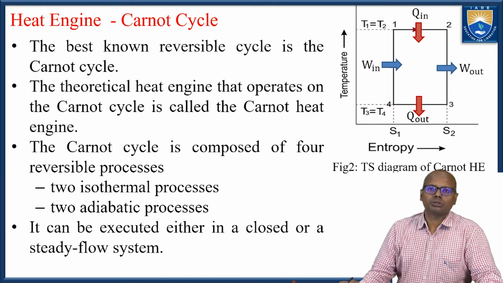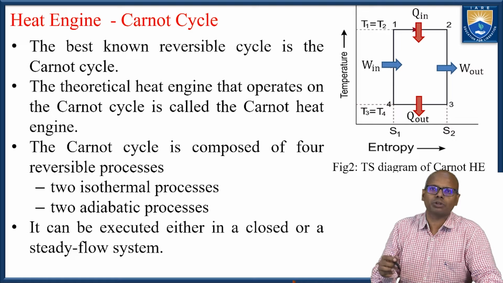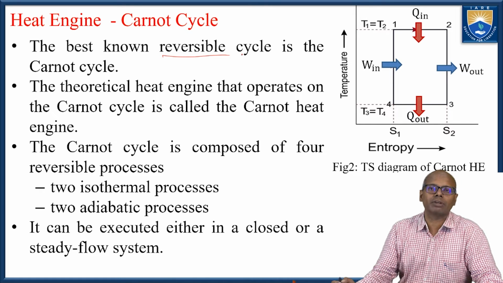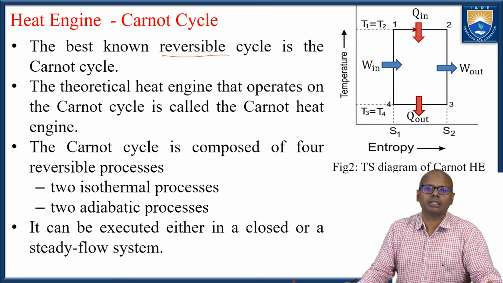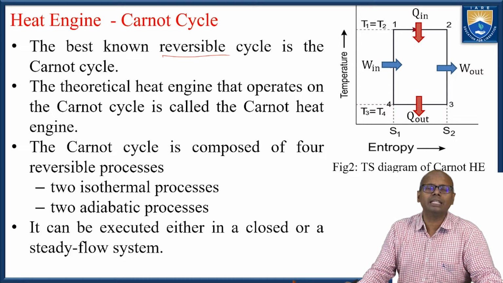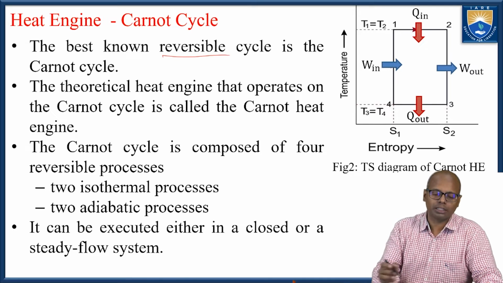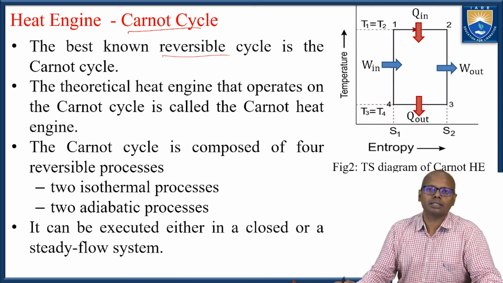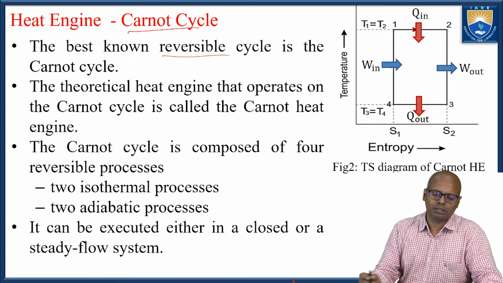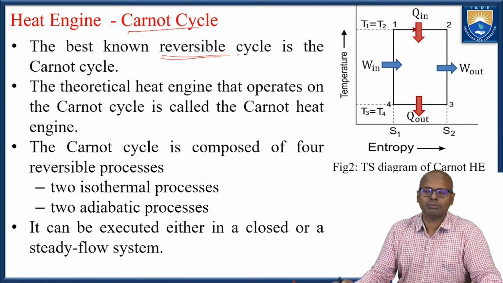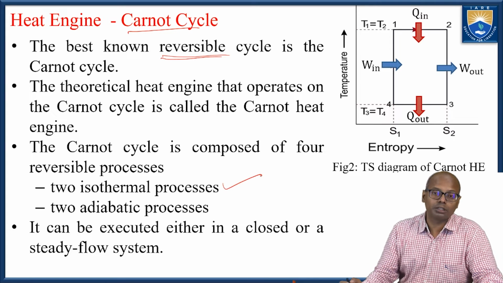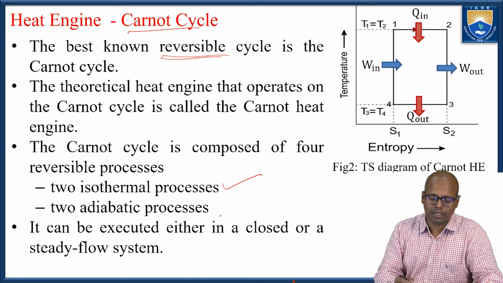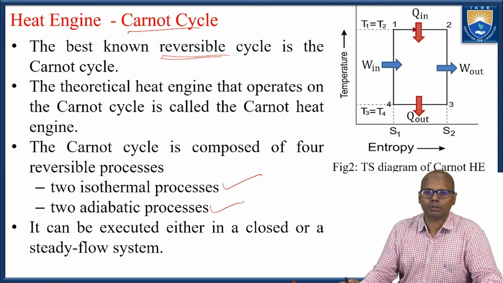Now here you see, since we are assuming that all the processes are reversible, the Carnot cycle is considered the best or ideal cycle. The Carnot cycle is considered the ideal cycle because all the processes that are taking place here are considered to be reversible processes. So what are the reversible processes? Two isothermal processes and two adiabatic or isentropic processes.